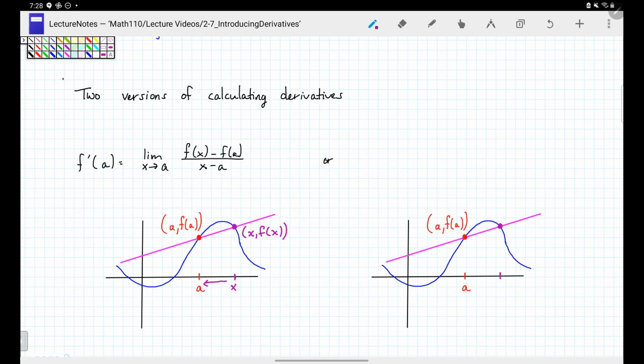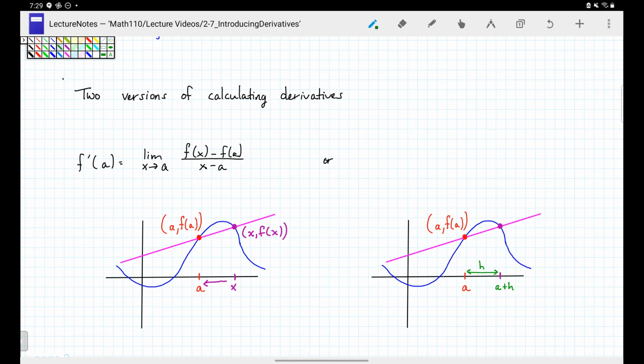Now, another way to think about this, since I'm really centered around this input value a, instead of calling this other input value x, I'm going to say it's a plus a little bit. And for some reason, it is very common in calculus books to refer to that plus a little bit as an h. So h is the distance between a and that nearby point.